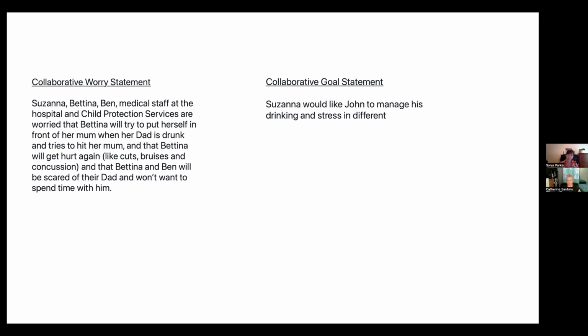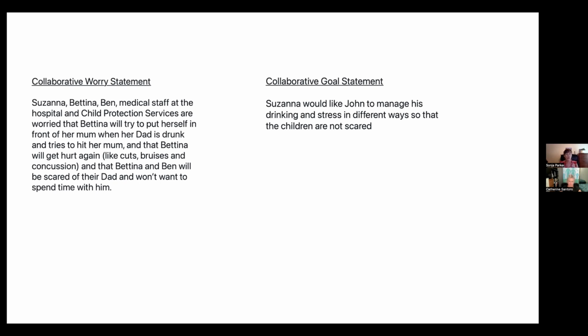So if John was managing his stress and his drinking in different ways, what would you want for the kids? What would you want to be different? That are not harmful to the children and don't make them scared and frightened. Susanna would like John to manage his drinking and stress in different ways so that the children are not scared and frightened of their dad. Mm-hmm.